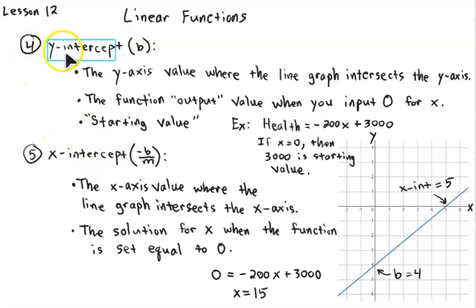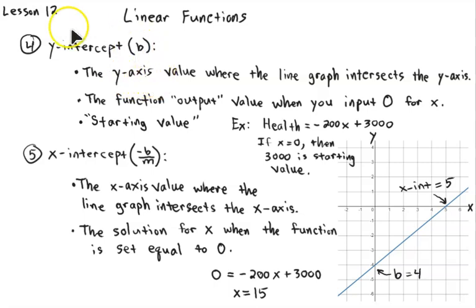All right, so now we're going to talk about 2 other elements, the y-intercept and the x-intercept. The y-intercept is represented by the letter b. The x-intercept does not have a specific letter designation, but it can be found by taking negative b and dividing it by m. I would write that down. That could be very useful.